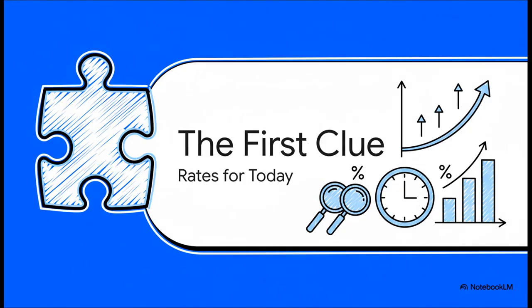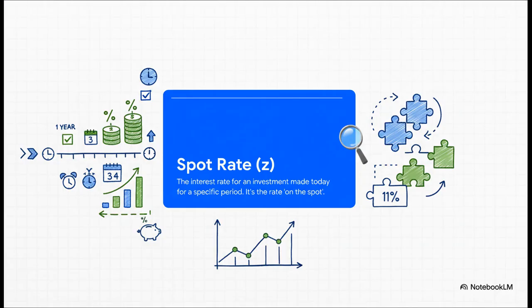All right, to solve this puzzle, we need our first clue. And it starts with the most basic idea, the interest rate for an investment that you make right here, right now. This is what we call the spot rate. And honestly, it's pretty much exactly what it sounds like. It's the rate you get on the spot for an investment that starts today and lasts for a specific chunk of time. So that 9% for 1 year in our puzzle, that's the 1-year spot rate. That 11% for 3 years, yep, that's the 3-year spot rate. These are our fundamental building blocks.